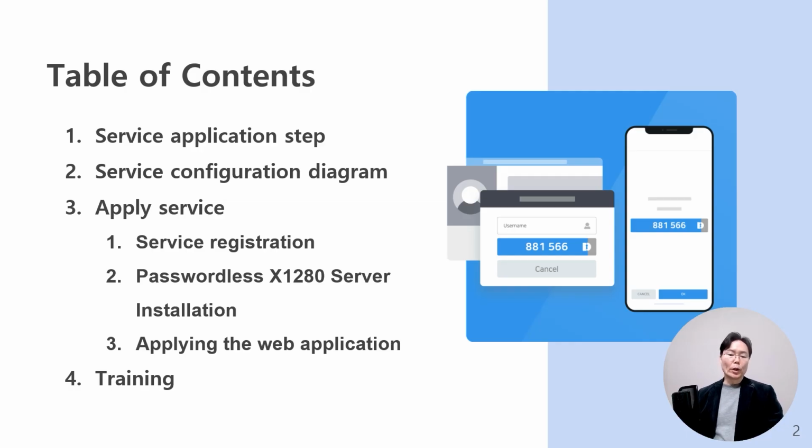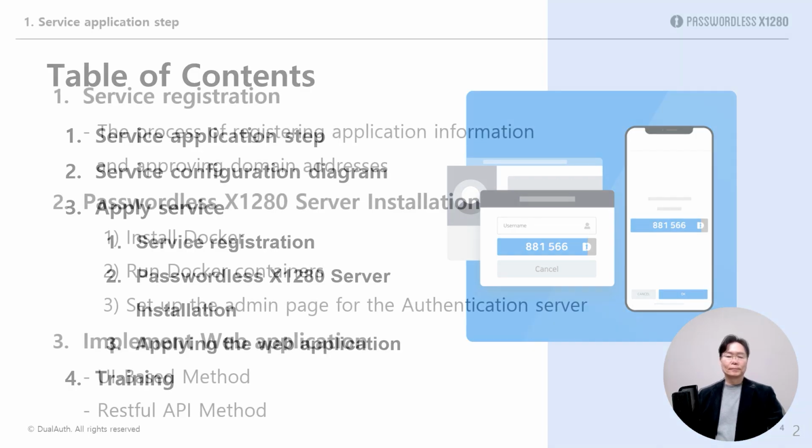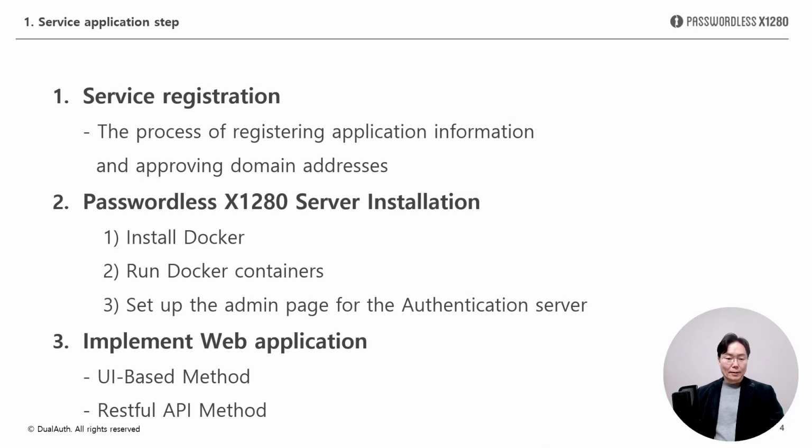First, I will explain the sequence of steps for applying the service. The service application process consists of three main stages. The first stage, service registration, involves registering application information and approving the domain address. The second step involves installing the Passwordless X1280 server. You can easily set up the server using Docker. There is a process for configuring the administrator page, which is provided by the installed authentication server.